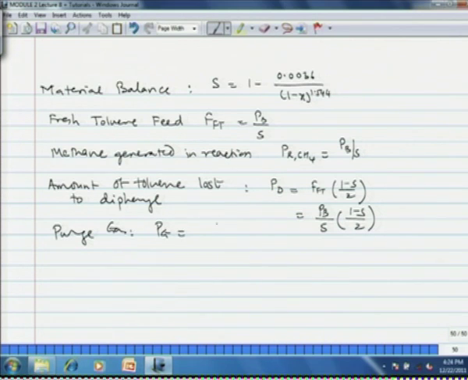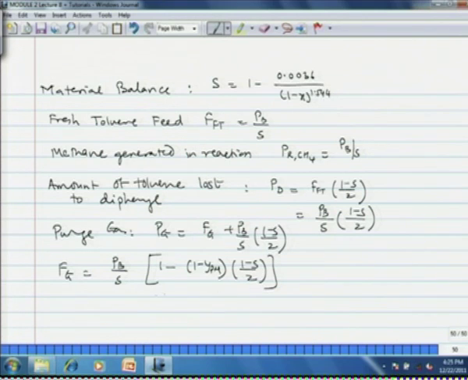PG is equal to FG, the fresh gas, plus PB by S into (1 minus S by 2). And the fresh gas FG is PB by S into (1 minus YPH, where YPH is the mole fraction of hydrogen in purge gas) into (1 minus S by 2), this whole thing divided by (YFH minus YPH), where YFH is the mole fraction of hydrogen in fresh gas, which has been given to us as 0.95.